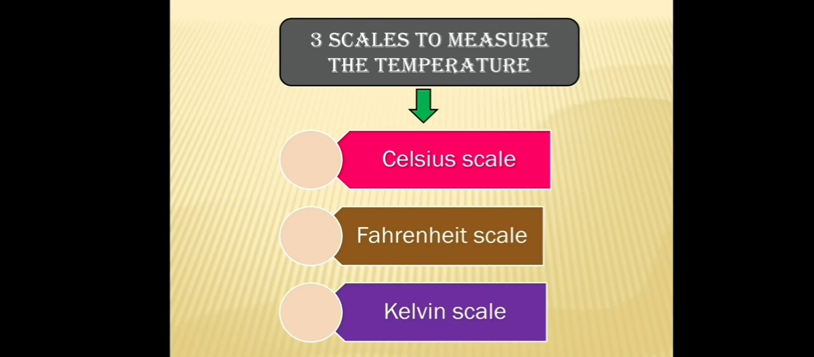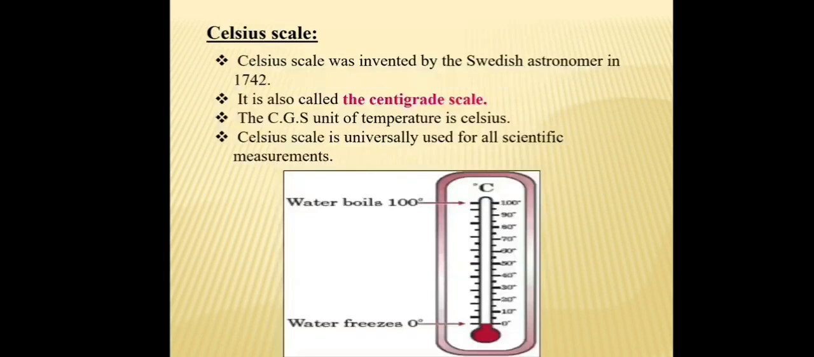First we will see what is the Celsius scale. The Celsius scale was invented by the Swedish astronomer in 1742. This scale is also called the centigrade scale. The CGS unit of temperature is Celsius. As we know, the boiling point of water is 100 degrees Celsius, and the freezing point of water is 0 degrees Celsius. This is the most commonly used scale.